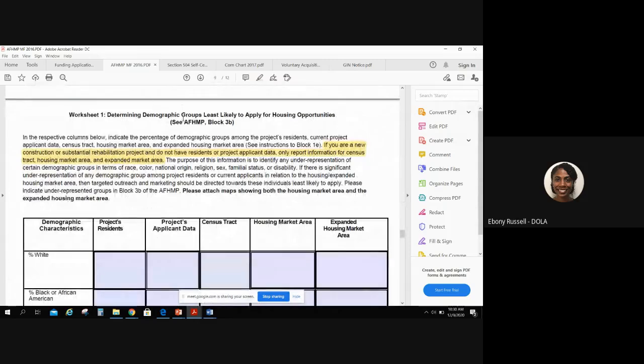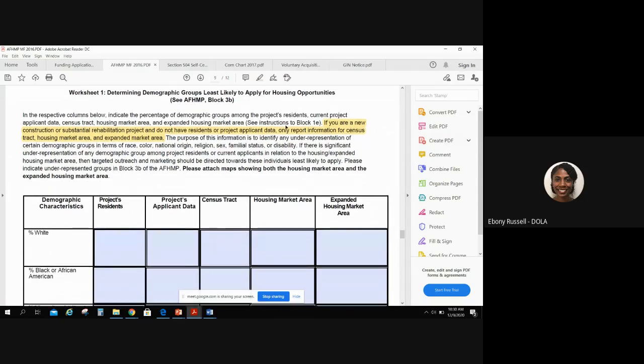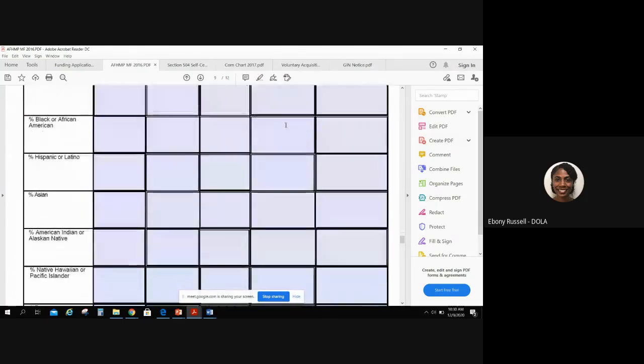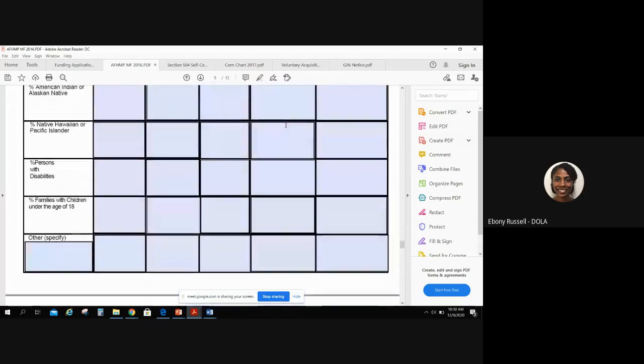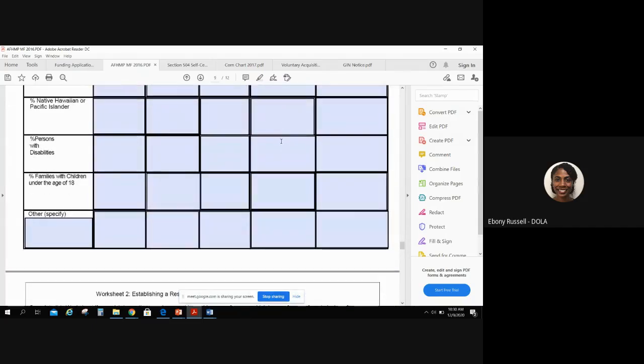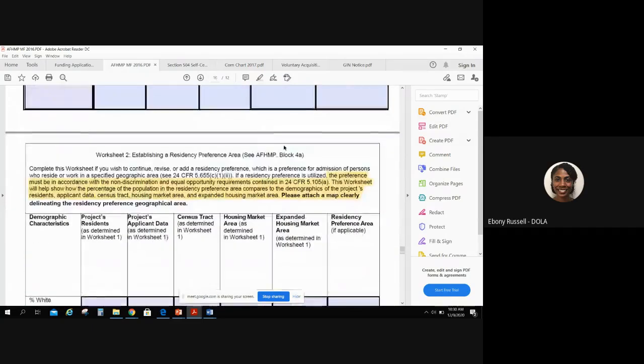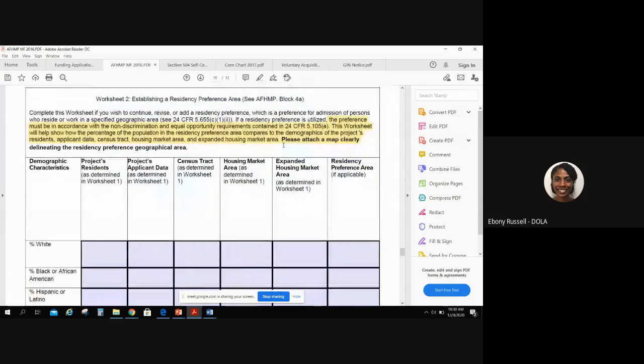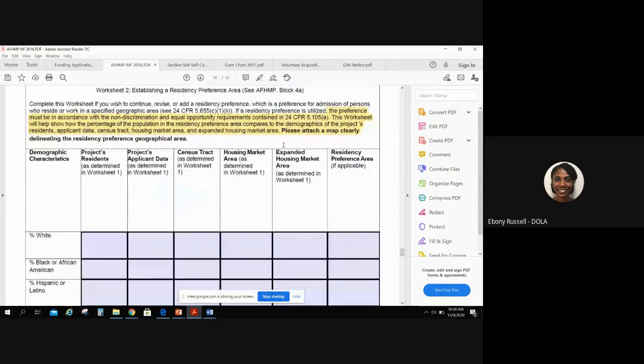So this is your demographics for least likely to apply residents. So you can use your census tract and your housing marketing area to determine who's living there, and the people who are least likely to apply. That's how you determine who you're marketing to. You determine the preference area by using this worksheet here.